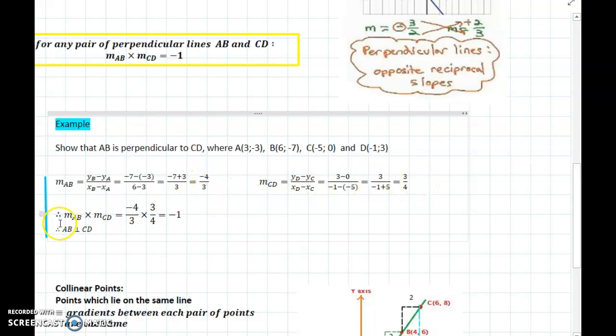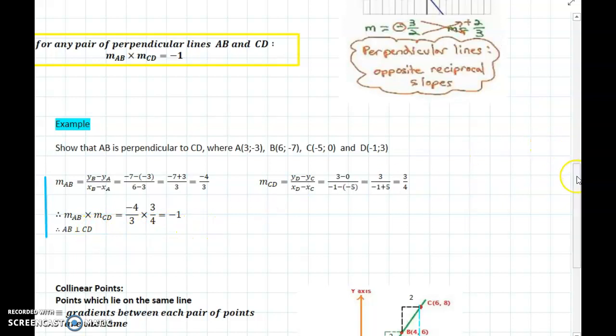I'm on the right track, and there they are, reciprocals. And let's just write formally what it says. Therefore I can multiply the two gradients, negative 4 over 3 times 3 over 4, and if you multiply that it gives you negative 1, proving that the lines AB is perpendicular to CD.